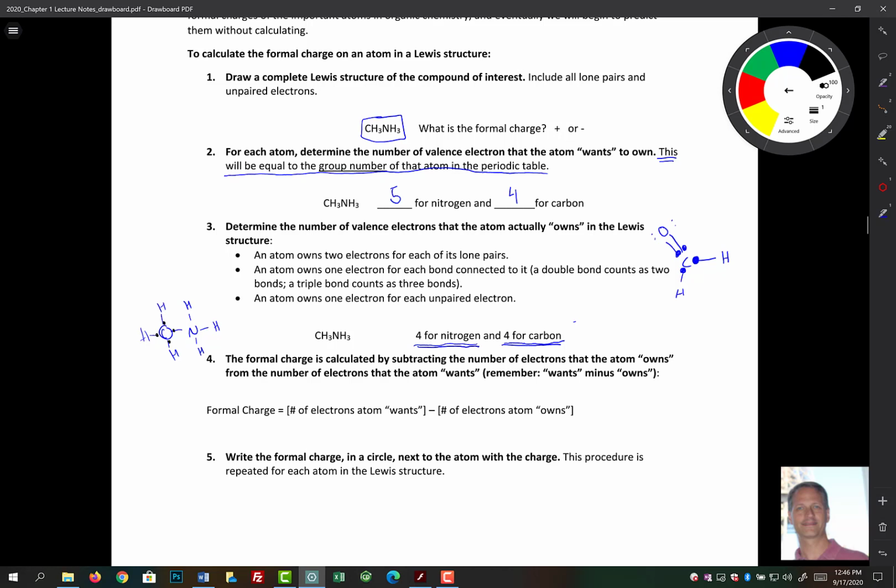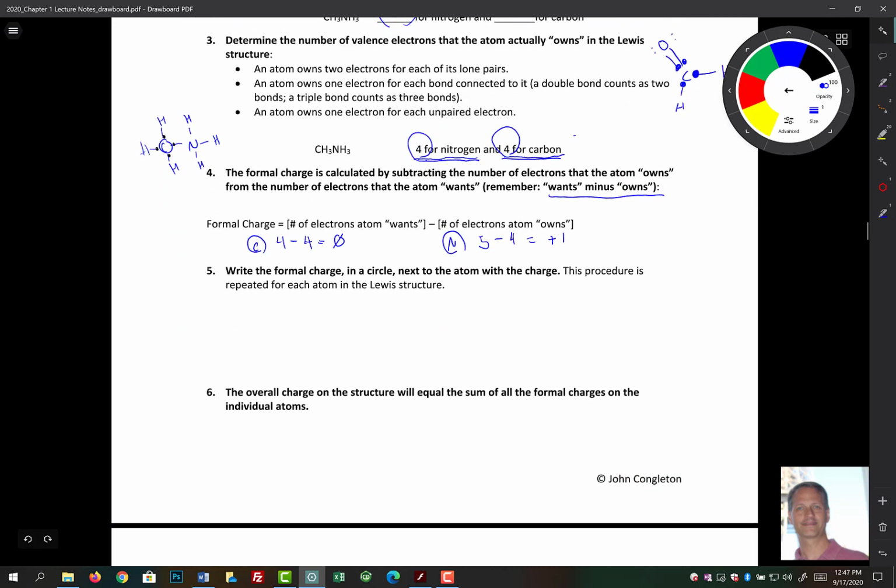Now, the formula for the formal charge is easy to remember. It's wants minus owns. It's the number that we want minus the number that we own. So when we look at carbon, how many does it want? The number that it wants is up here. It wants 4 for carbon. For nitrogen, how many does it want? It wants 5. So 5 minus what it owns. It owns 4 for nitrogen, and we own 4 for carbon. So minus 4, minus 4. For carbon, it is 0. For nitrogen, it is positive 1. So it's pretty much that straightforward.